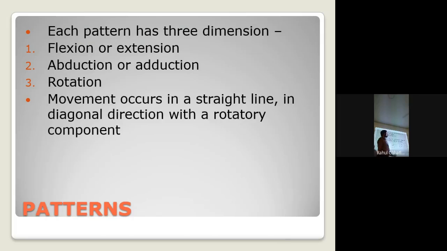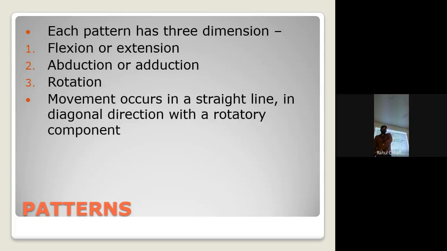Also, when we are talking about any pattern, say for example D1 flexion, along with it there will be abduction or adduction and internal rotation or external rotation. So that has 3 components. Whenever we see any movement, whenever I am doing this movement, this is D2. I have already told you. So this is D2 flexion and this is D2 extension.